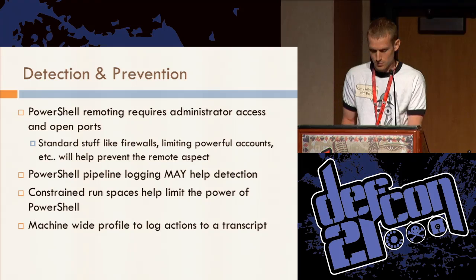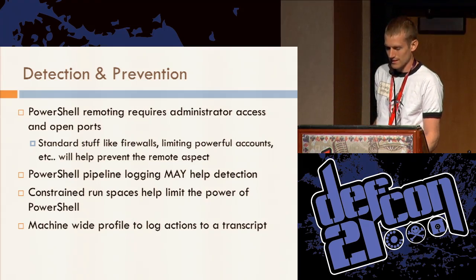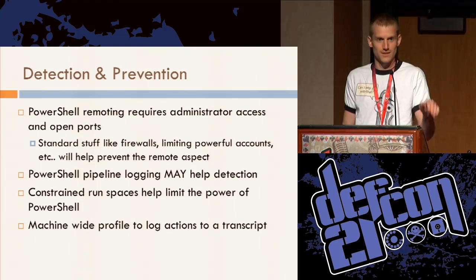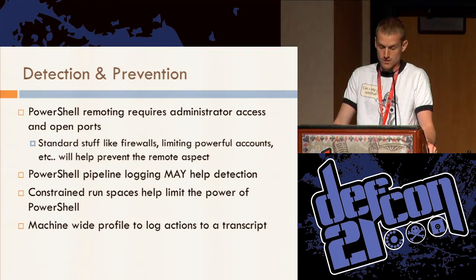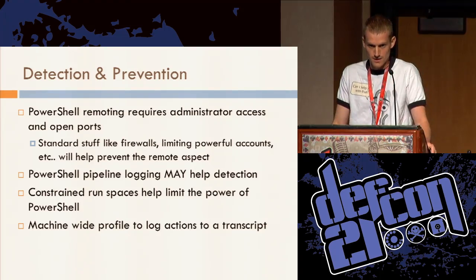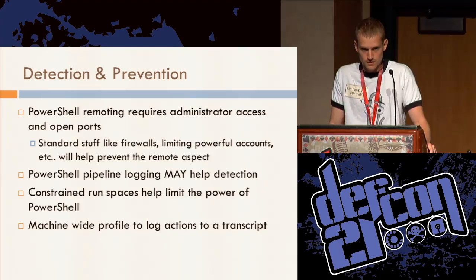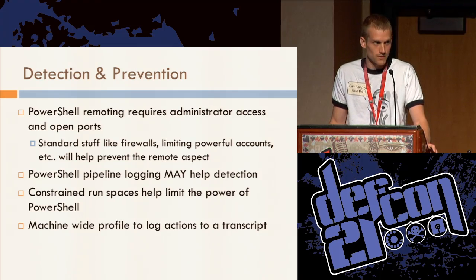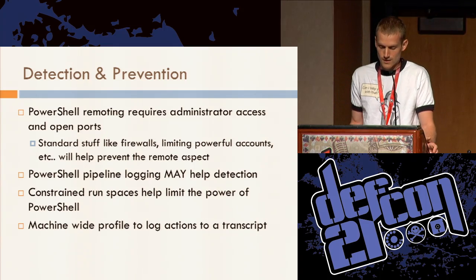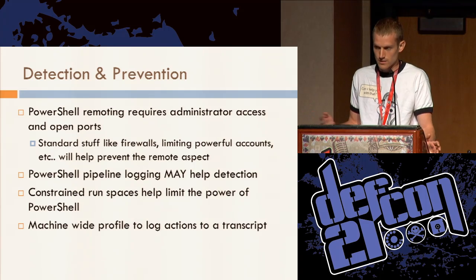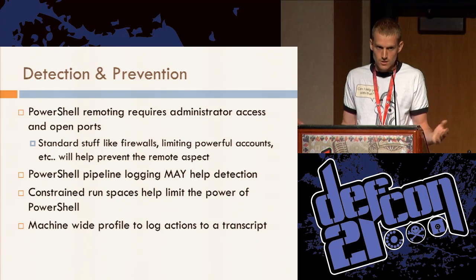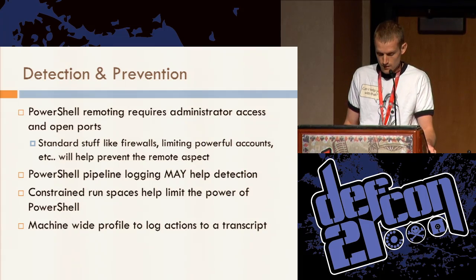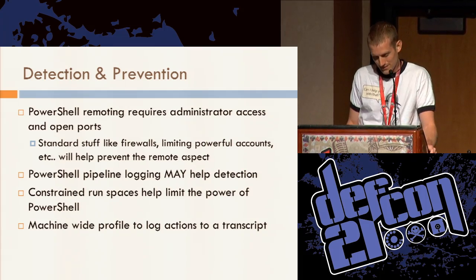Okay, so the obligatory detection and prevention slide. There's not a whole lot to say here. PowerShell remoting requires administrator access and it requires open ports. So if you don't want someone to do this, then don't let them have admin access on really sensitive servers of yours, and don't let them have network connectivity to really sensitive servers of yours. Standard stuff like firewalls, limiting powerful accounts, right? Like lock down your accounts, make sure that I can't just remote PowerShell into every server from any server. And it helps defend against this. Of course nobody does that, but, or maybe some people do that.